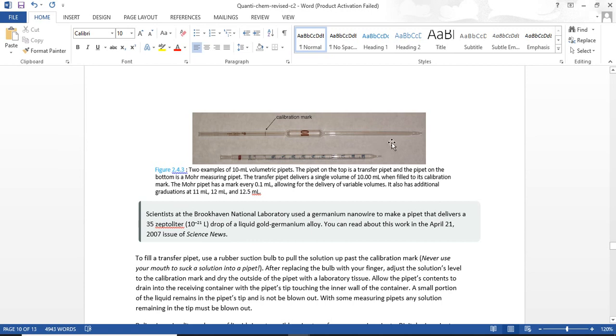You have your volumetric pipette. The pipette on the top is your transfer pipette, and the pipette on the bottom is your measuring pipette. Our measuring pipette can measure depending on its capacity. For example, how much is written here? Yeah, it is 10 ml.